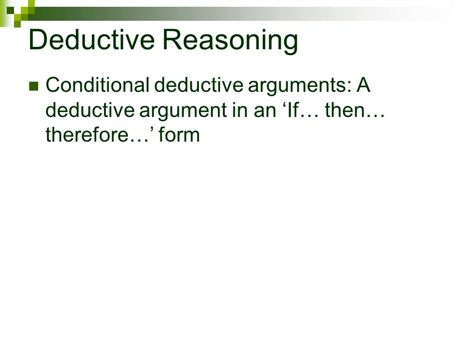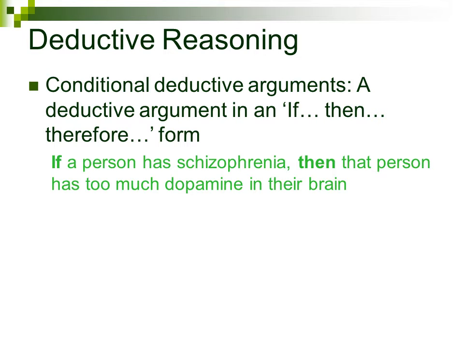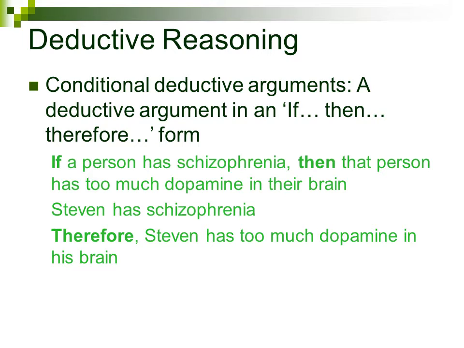Now, when we discuss deductive reasoning today, we're going to look at conditional deductive arguments, which is a deductive argument in an if, then, therefore form. If we were going to put our schizophrenia example into this style of argument, it would look something like this. If a person has schizophrenia, then that person has too much dopamine in their brain. Stephen has schizophrenia. Therefore, Stephen has too much dopamine in his brain.